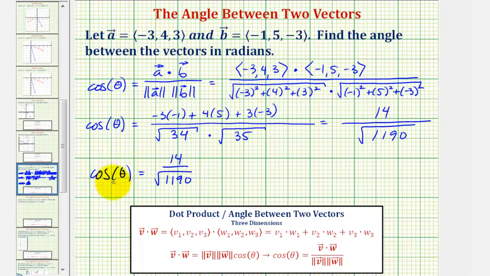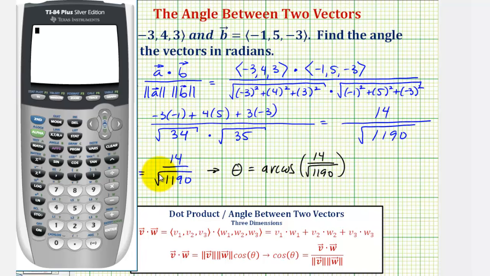So if we solve this for theta by taking the arc cosine or inverse cosine of both sides of the equation, this would give us theta is equal to arc cosine of 14 divided by the square root of 1,190. And now we'll go to the calculator to get a decimal approximation for theta.